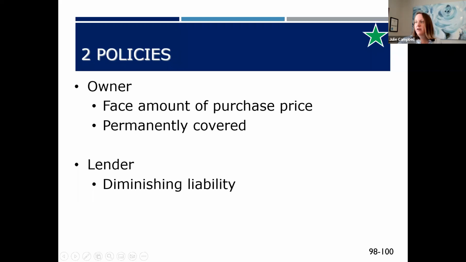It's all rolled into the buyer's closing expenses. Title insurance is good for the owner as long as you own the property. So is it good for lifelong? No. It's good for as long as you own. It covers the owner for as long as they own.